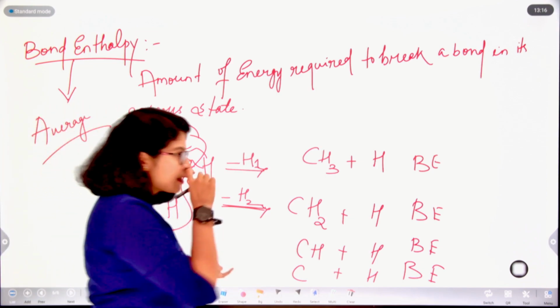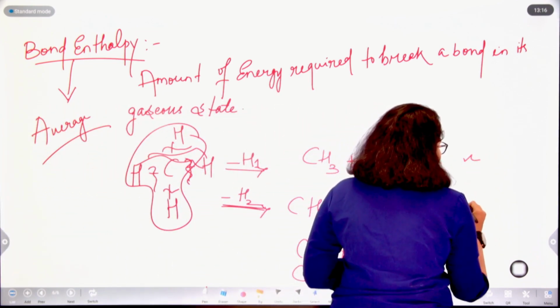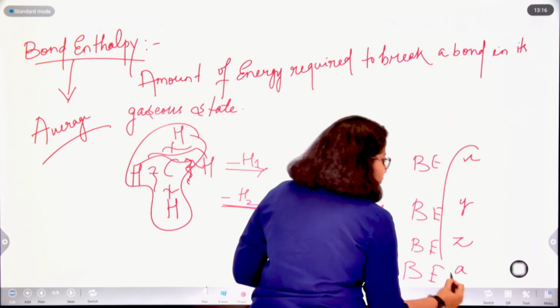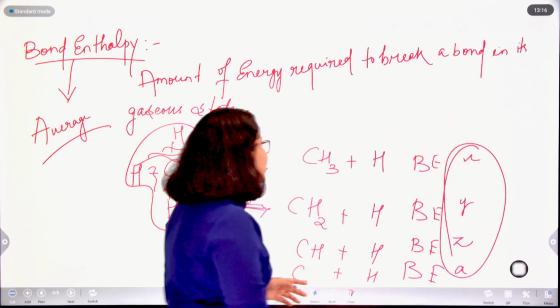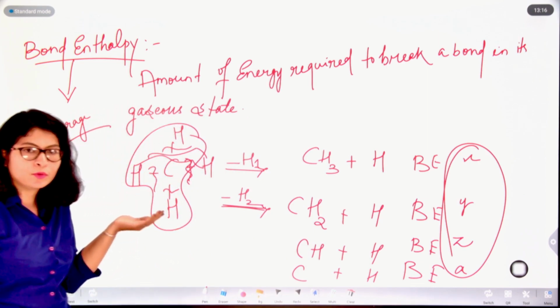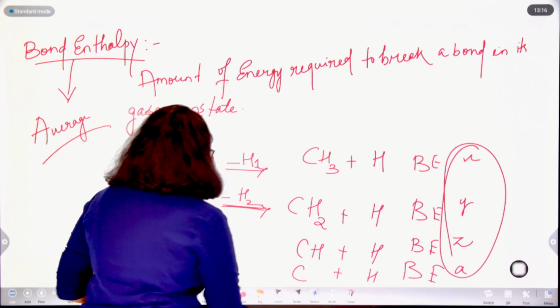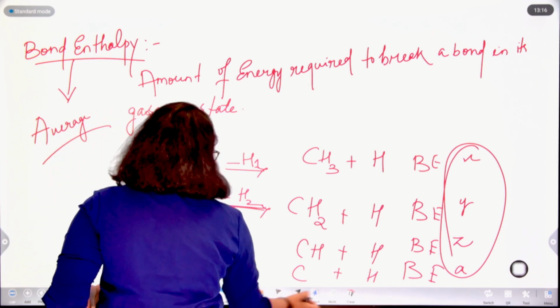Suppose in the first case I will require X amount, next Y, Z, and this is suppose A. Then the average of these will be called the bond enthalpy of CH4. Okay, so now we understood what bond enthalpy is. Next we will go to bond order.